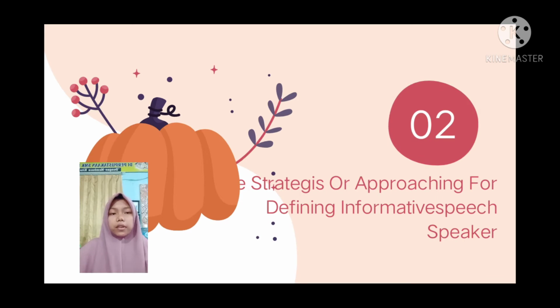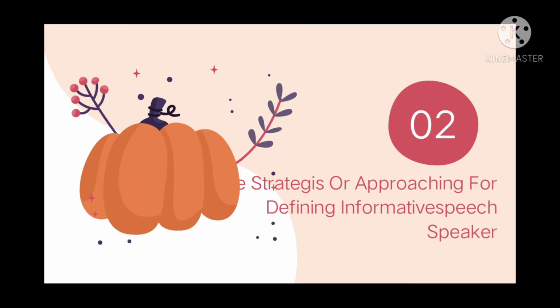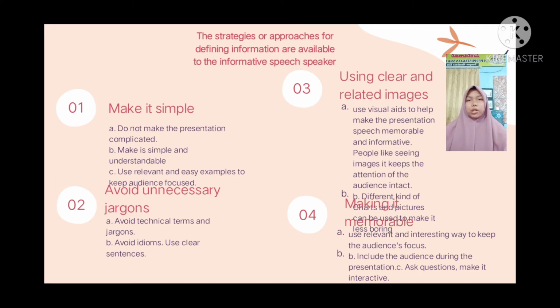The second material is about the strategies or approaches for defining information that are available to the informative speech speaker. I want to tell you the tips. The first one is make it simple. The way you can make it simple is, first, do not make the presentation complicated. Second, make it simple and understandable. Third, use relevant and easy examples to keep audience focused.